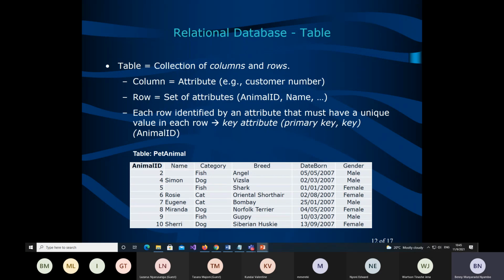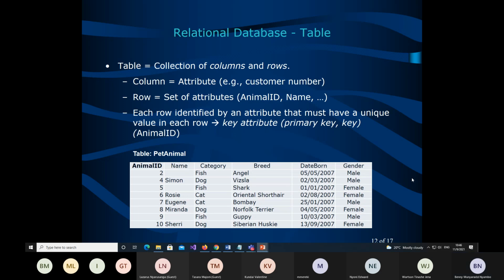This is another example. We are saying a table is basically a collection of columns and rows. Every column is an attribute. Every column gives an attribute, for example, customer number. And a row equals the set of attributes. Each row is identified by an attribute that must have a unique value in each row, which is the key attribute. You have your primary key. So the primary key actually helps you identify something like your animal ID.